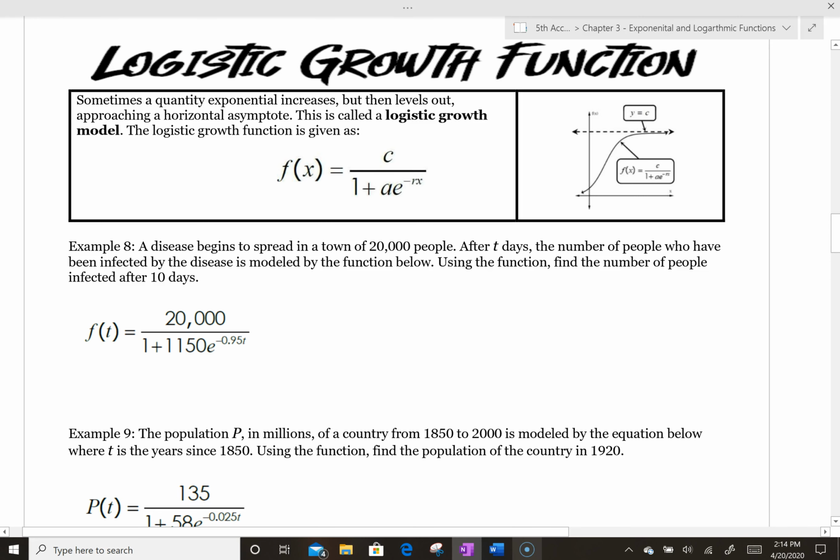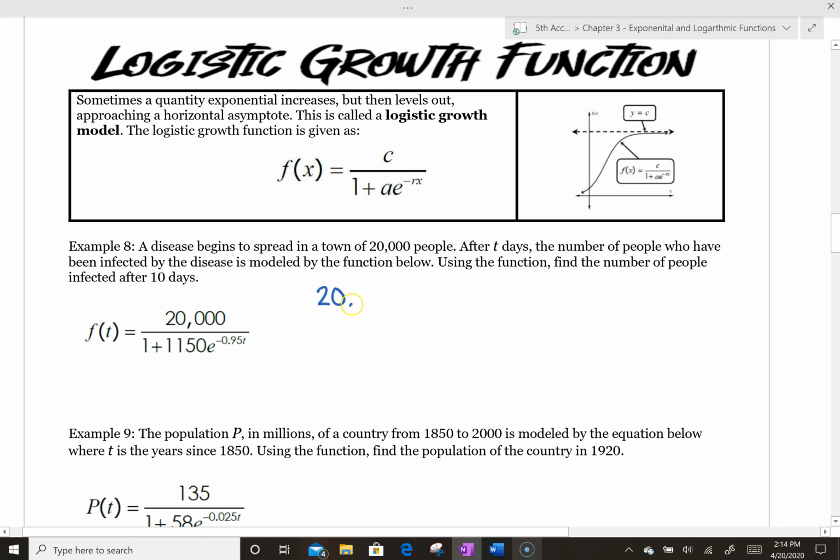So example 8 says a disease begins to spread in a town of 20,000 people. After T days, the number of people who have been infected by the disease is modeled by the function below. Using the function, find the number of people infected after 10 days. So basically all you have to do is plug in the 10, type it into the calculator, and you have your answer on this one.